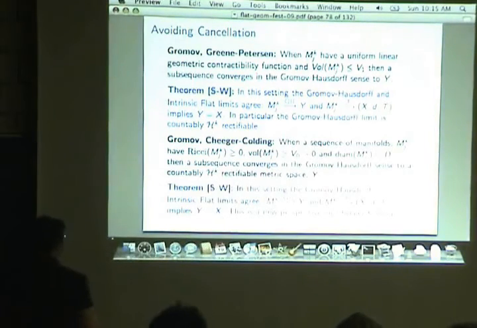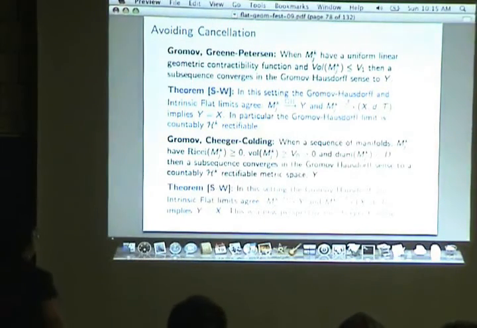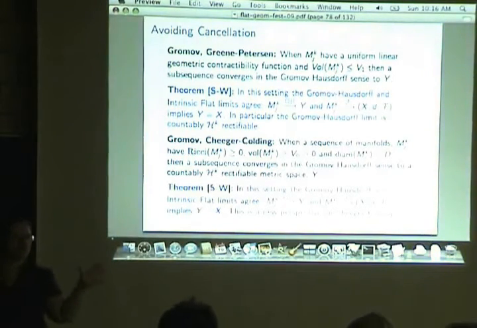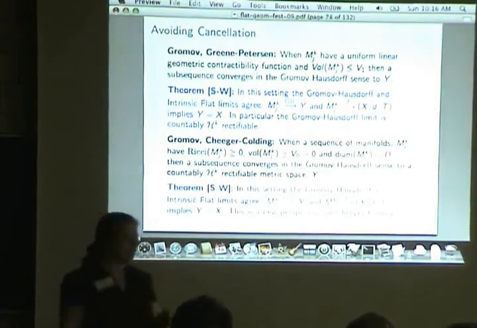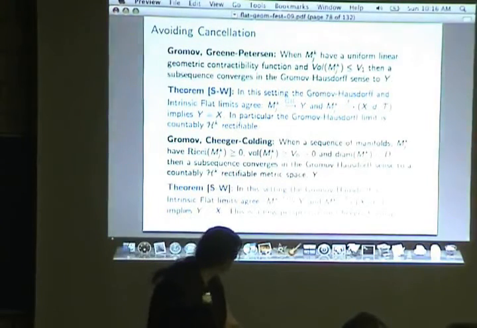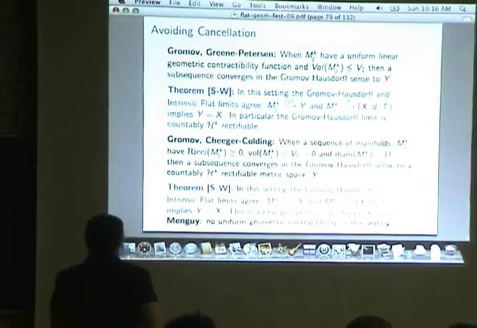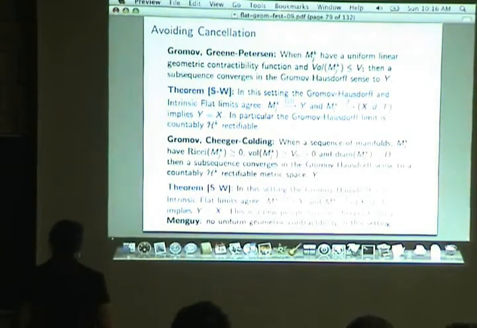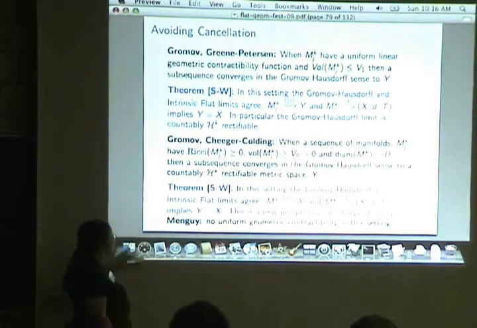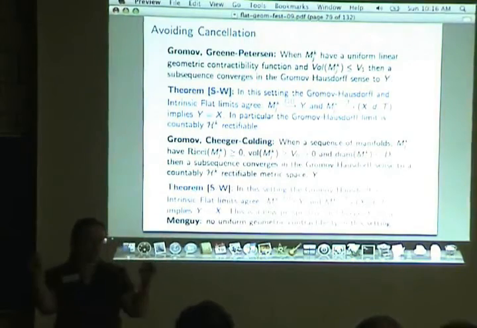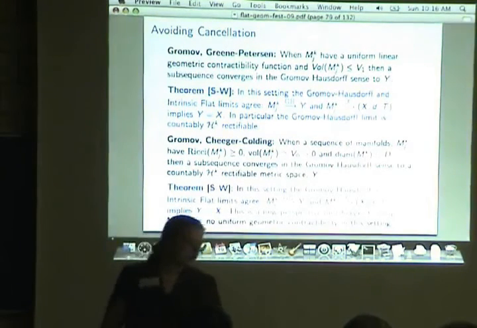Although we don't get a new result about the countable H^k rectifiability, we do show that the intrinsic flat limit agrees in that setting too. So in both of these settings, the intrinsic flat and Gromov-Hausdorff convergence agree. And Wenger, who's been mentioned a few times, proved that there's no uniform geometric contractibility in this setting. He has examples that have many, many, many little holes in the Ricci setting.